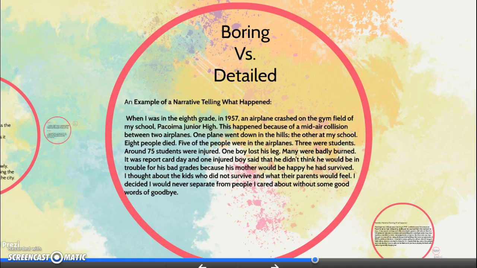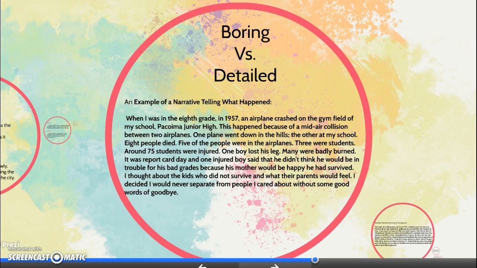Welcome to Narrative Writing, Part 3, Installment number 2. Today we're going to talk about boring versus detailed. We're going to look at some examples of writing, and I want you to see that there is a difference between the first example and the second, and that difference is the amount of details the author has put in there for the reader.